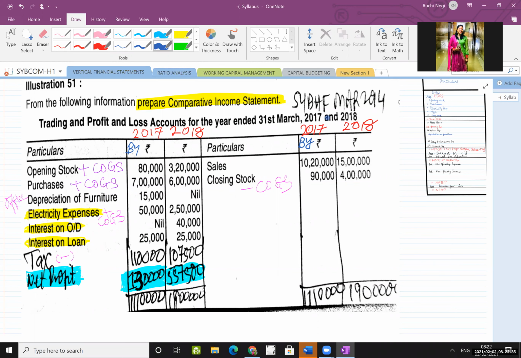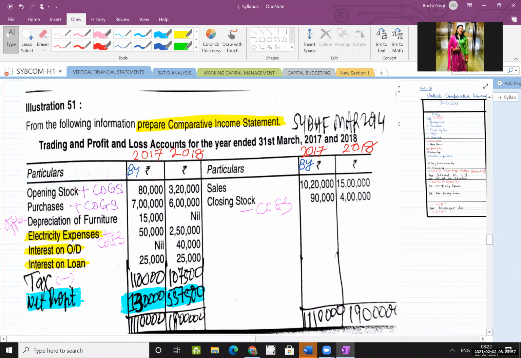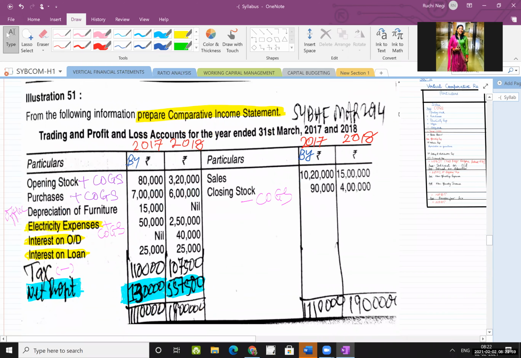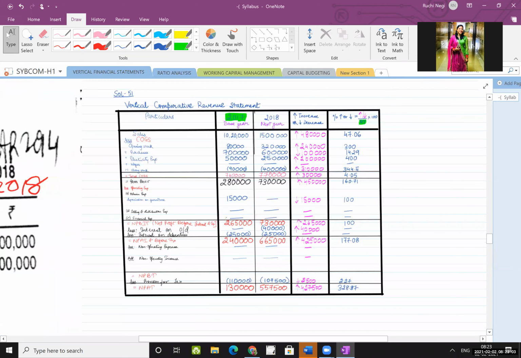Sales is given, that is the first item in my income statement. Income statement means revenue statement, the vertical P&L as you call it. Closing stock obviously will come in the composition of COGS. Okay, so this is a very short sum. It is application based, that is what needs to be explained mainly. Let us start.